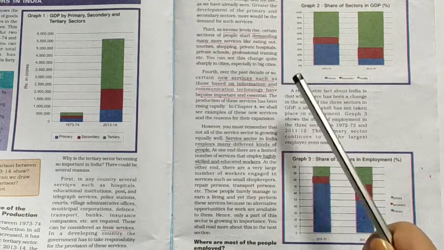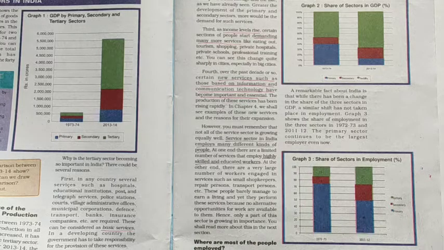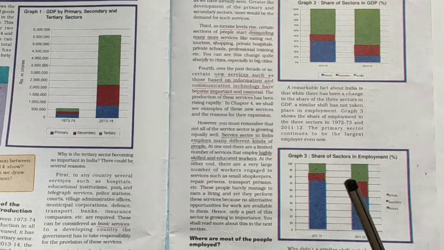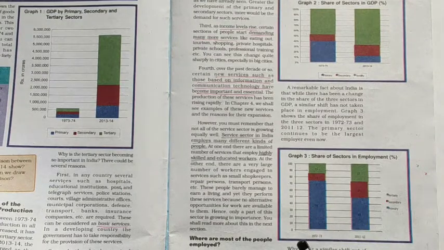Here in graph 2, while there has been a change in the share of the 3 sectors in GDP, as discussed in the previous class, the tertiary sector had a huge growth and development, but there has not been a similar change or shift towards employment. Graph 3 shows the share of employment in the 3 sectors in 1972 to 73 and 2011 to 2012. Here, the primary sector was still the largest employer in comparison to the 2 sectors in both years.